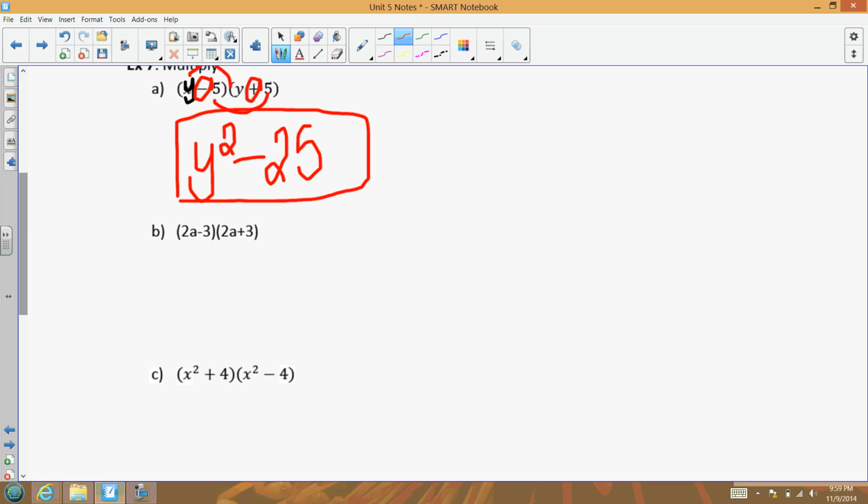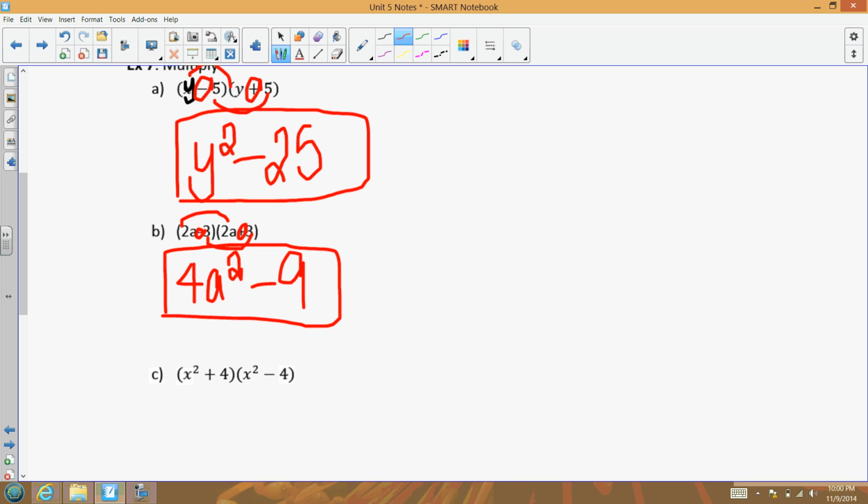If you look at the next one, I have the exact same expression. The only difference is the sign. I have a minus and I have a plus. So again, what that really means is I can just multiply the first terms. So I get 4a squared, and then multiply the last terms. It's going to be minus 9. And you don't have to worry about writing out the middle terms because we know they're going to cancel.